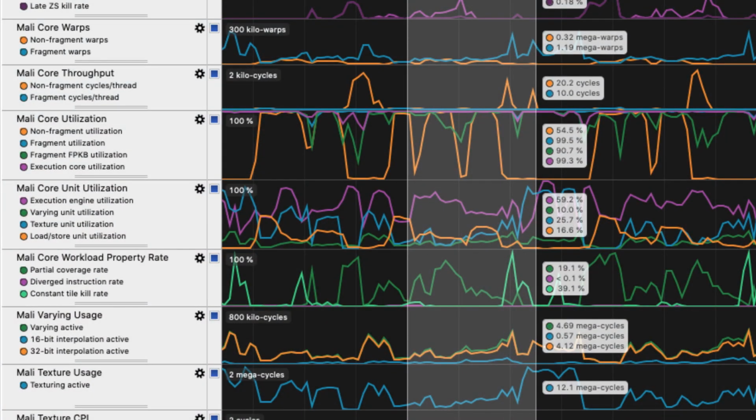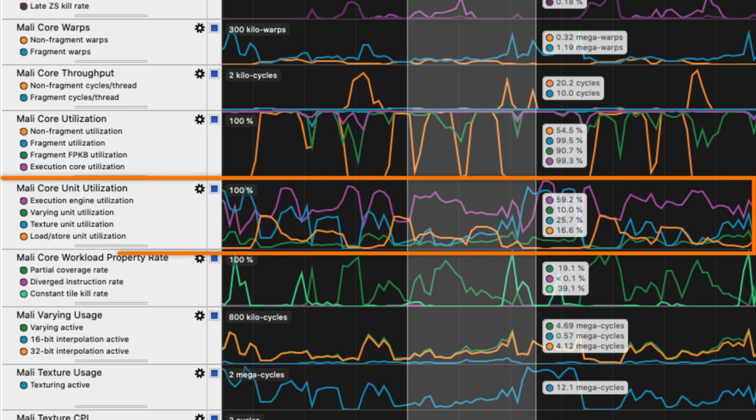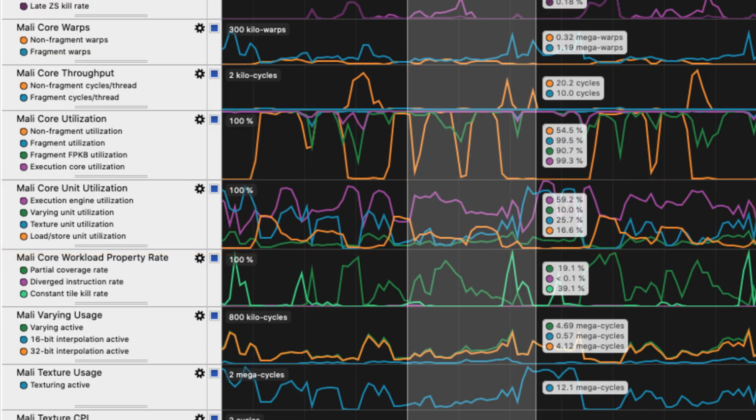Streamline provides a range of charts to help you analyse shader behaviour. The Mali core unit utilisation chart shows the percentage utilisation of the functional units inside the shader core, the execution engine, the varying unit, the texture unit, and the load store unit. To improve performance, you should try to reduce load on the most heavily utilised functional unit, in this case the execution engine, although reducing load on any of the units is good for energy efficiency.